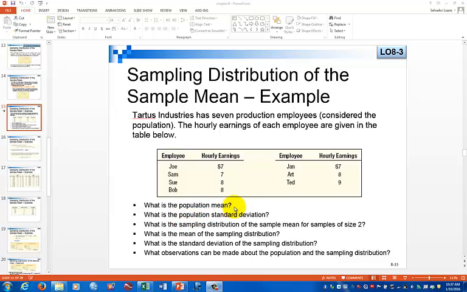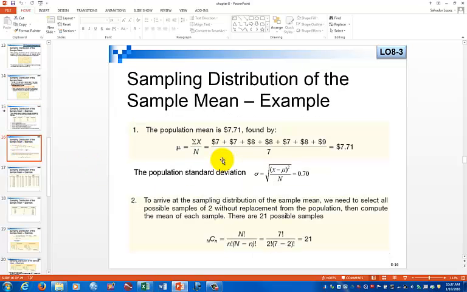Question 1, what is the population mean? Question 2, what is the population standard deviation? Well, the mean is just adding the values and dividing by 7. That's 7.71. And the population standard deviation, sigma, is the square root of the variance.